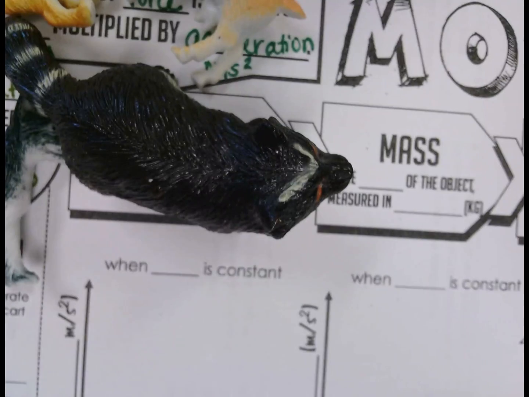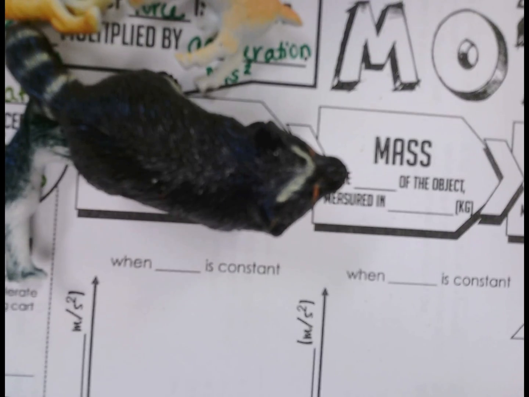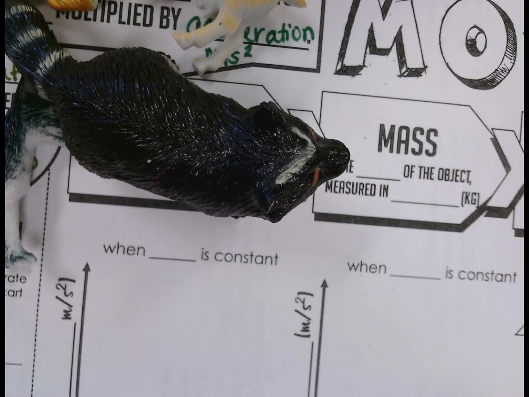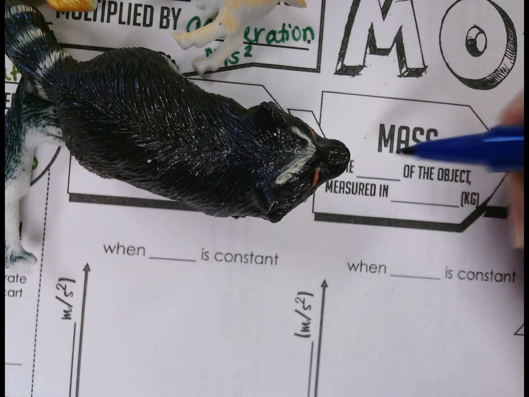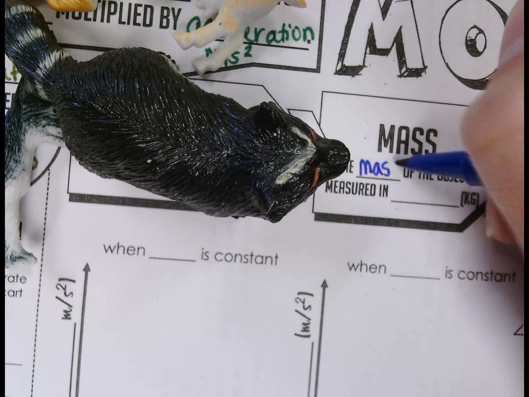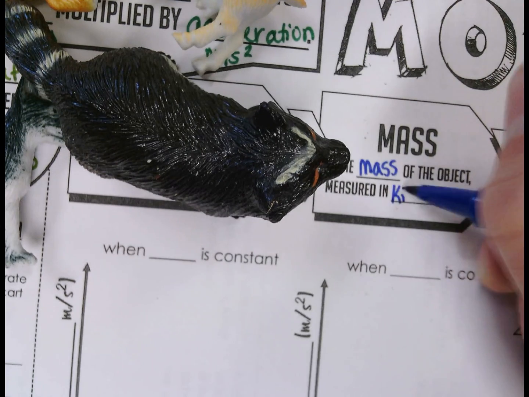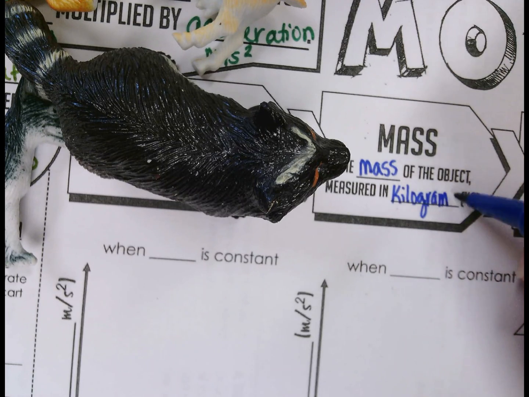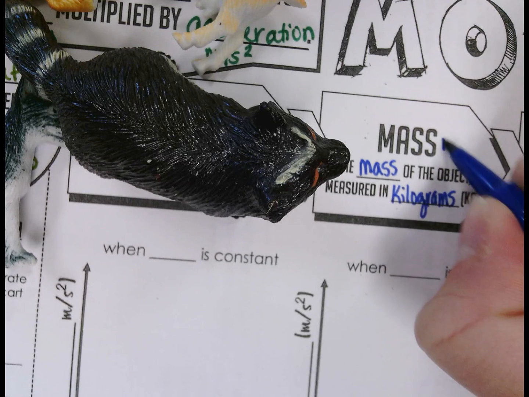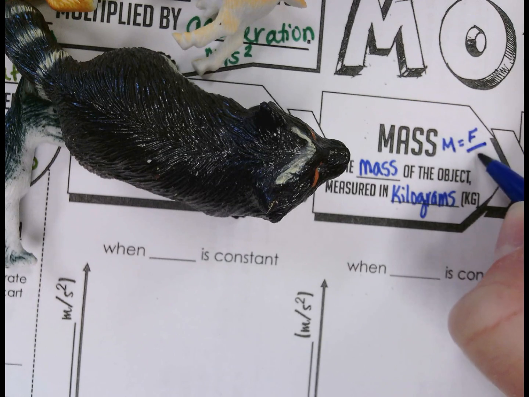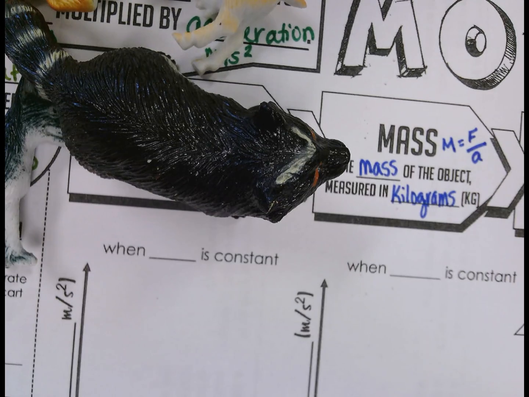Okay. Mass. So mass is a little bit different than weight. Mass doesn't change. Weight is all dependent upon gravity. So if you went to the moon, or if you went to Uranus, your mass would not change, but your weight would, because the gravity is different. So the mass of an object is measured in kilograms. And to solve for this, it would be mass equals force divided by acceleration.